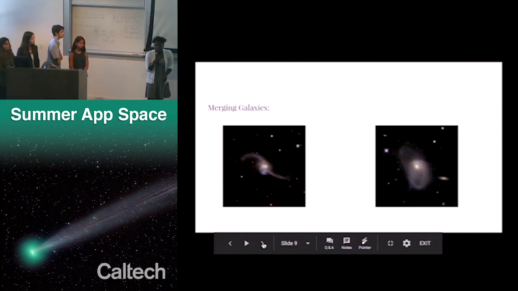And another way to classify galaxies is if they're merging. So merging galaxies is basically when 2 galaxies crash together. And when this happens, you get these kind of like tails and arms that go out. And you also get these kind of clouds that form around it. And that's one way we classified them.